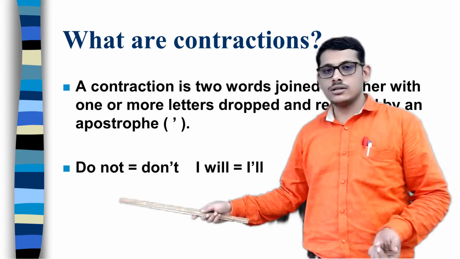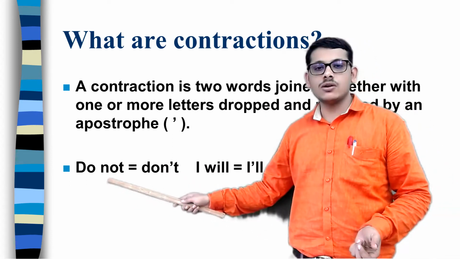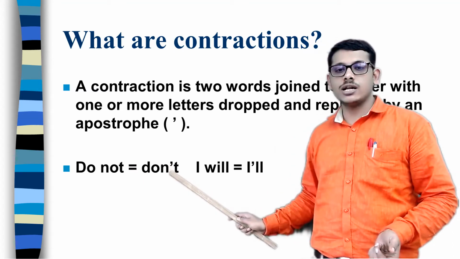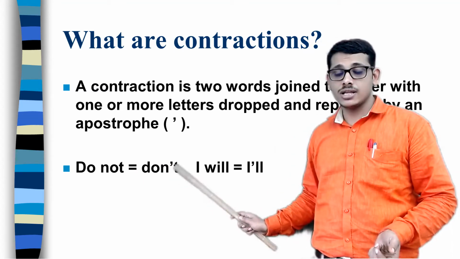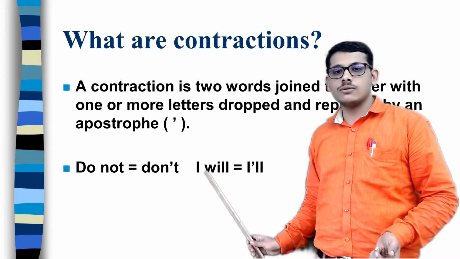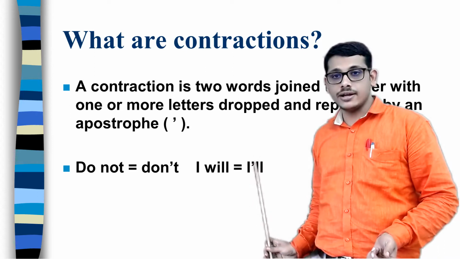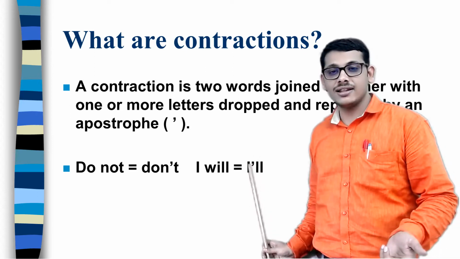For example, do not will become don't. So here I have dropped the letter O. Instead of O, I have given an apostrophe. So it has become don't. Same for I will. Instead of writing I will, I dropped the W and I, gave an apostrophe, and added the last letters. So it became I'll.